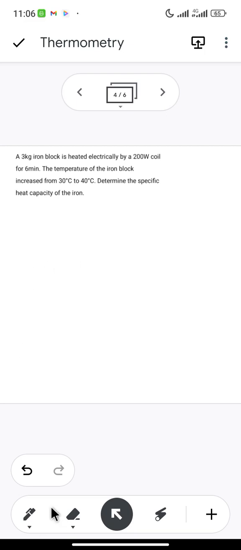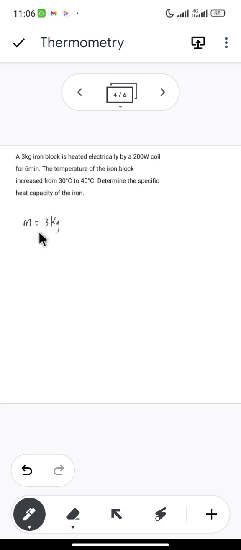Okay, so let's tackle this question. It said a 3 kilogram iron block, that's the mass is 3 kilograms. It's heated electrically by a 200 watt coil. So when we talk about watts, we're looking at the unit of power. So power is 200 watts. Now we have time. Time is 6 minutes.